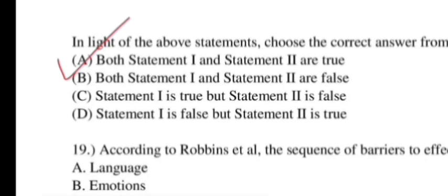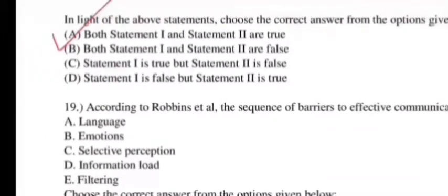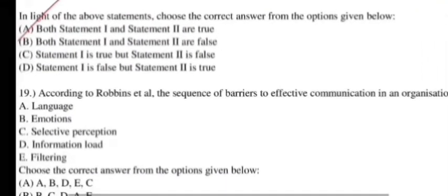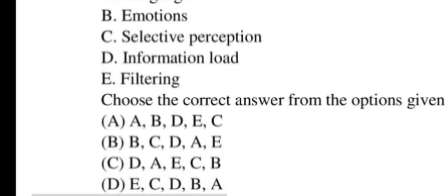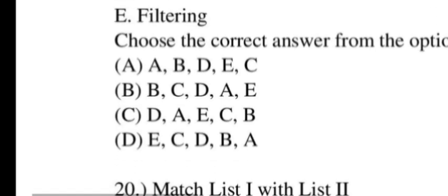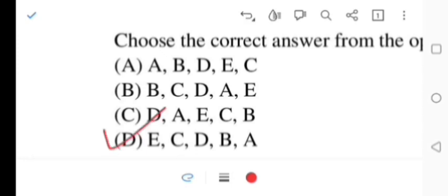Question number 19 says, according to Robbins et al., the sequence of barriers to effective communication in an organization is what? A, B, C, D, E. These are the options for you. Language, emotions, selective perception, information load, filtering. Now choose the correct answer from the options given below. A, B, D, E, C, B, C, D, A, E, D, A, E, C, B, E, C, D, B, A. Number 19, it will be E, then C, then D, then B, then A. That means number D will be correct.